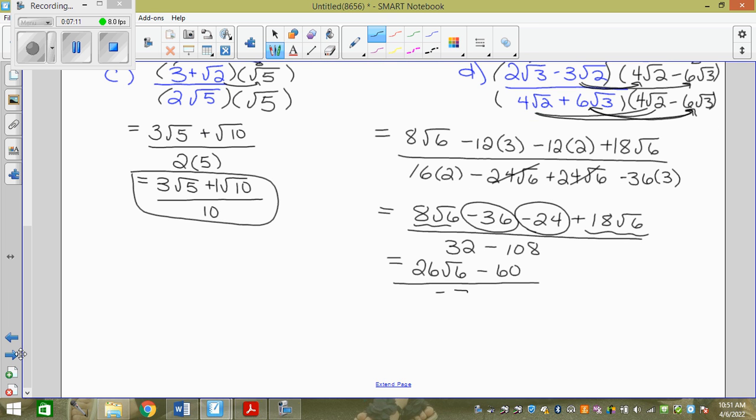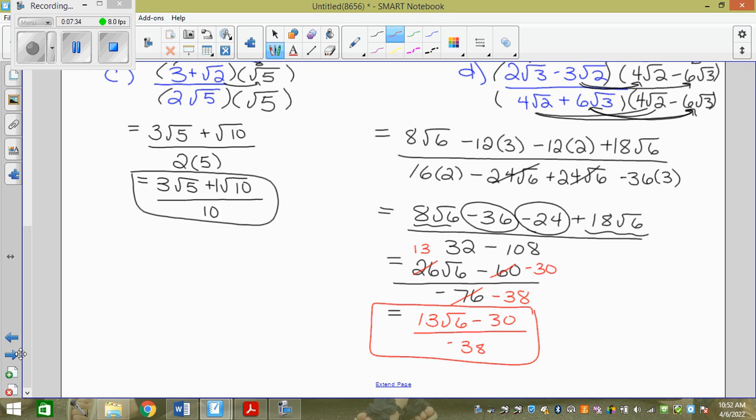And then what's negative 108 plus 32? Negative 76. And then I can take a 2 out of each, right? 2 out of 26, 13. 2 out of negative 60, negative 30. 2 out of negative 76, negative 38. So I get 13 root 6 minus 30 over negative 38. Wow. Okay? Everyone did okay on that one?